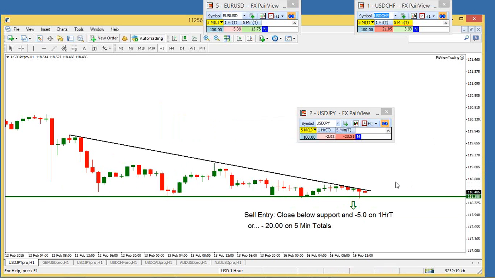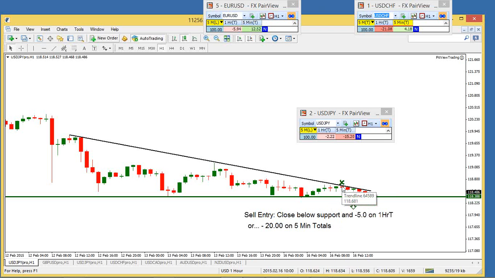Now, as far as your stop order, put it pretty tight on this, because if it does break through that support level, you could probably get away with putting your stop a little bit closer, and it would still probably be about 40 to 50 pips away, since it is a swing trade.